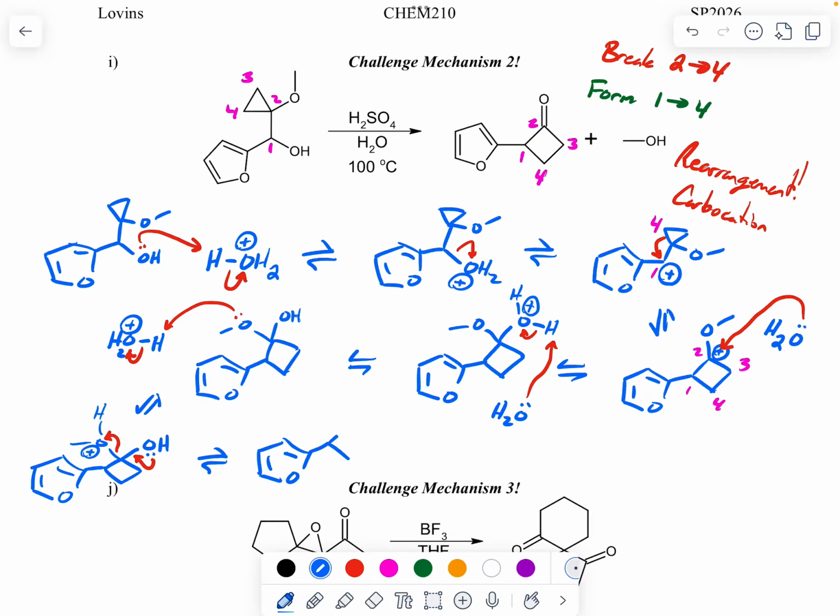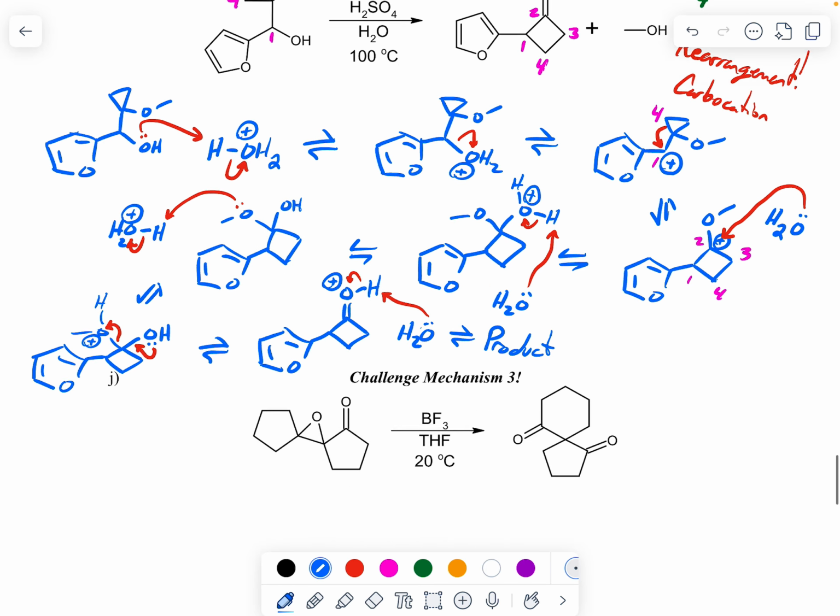The only difference here is that we just need to get rid of that proton, which we can do using more water or the methanol that we just kicked out if we would like. But that right there is what actually generates the product for this mechanism here. So that was a little bit longer of one.